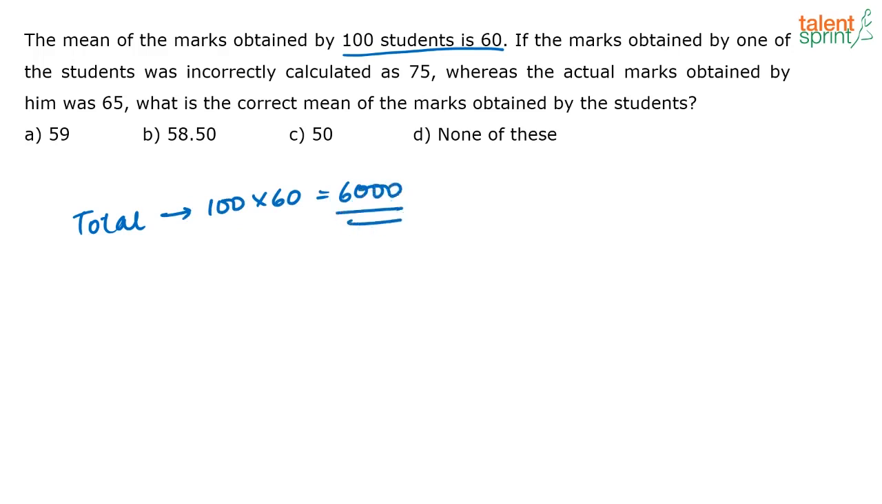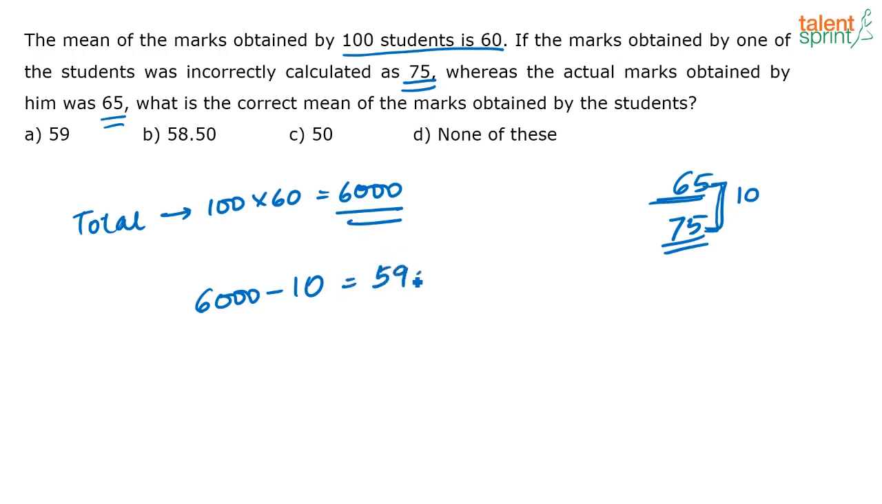So when you look at this total mark, what has happened is a student's mark was incorrectly written as 75. The actual mark was only 65. So what does that mean? Where the actual mark is 65, now they have given 75 marks. So there is a variation of 10 marks. Basically 10 marks they have put extra when they are calculating the total. So what was the actual total? The actual total was nothing but 6000 minus 10, because the actual mark was only 65, they have written 75 and calculated. So they have actually given extra 10 marks. So the actual total is 6000 minus 10, that is equal to 5990.